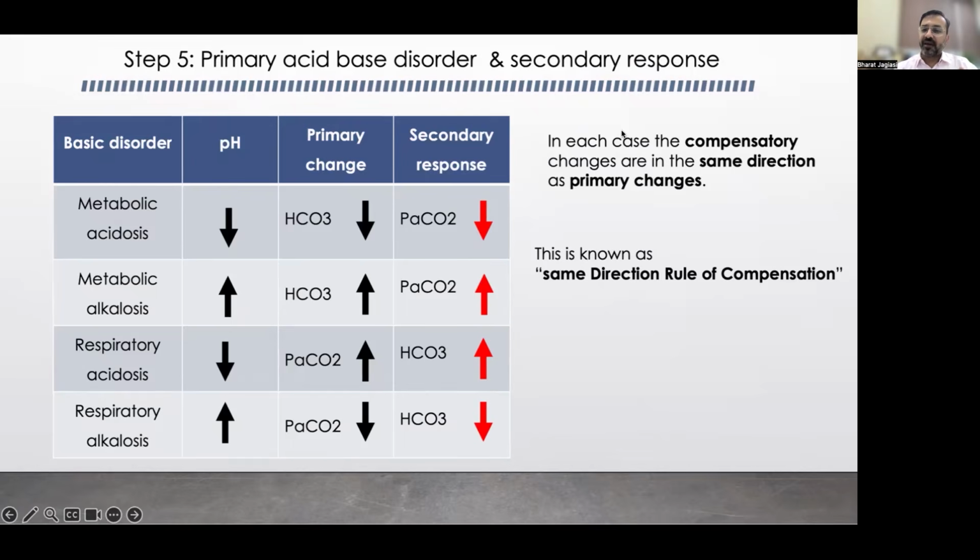So in each case, the compensatory changes are in the same direction as the primary changes, and this is known as the same direction rule of compensation. But this is what we need to understand. The compensation occurs in the same direction. Take one more example: if it's a respiratory acidosis, we expect PaCO2 to go up in the primary change, and the compensation will happen by increasing the bicarbonate. In respiratory alkalosis, PaCO2 is down, and the compensation will happen by decreasing the bicarbonate. So the same direction rule of compensation applies here.